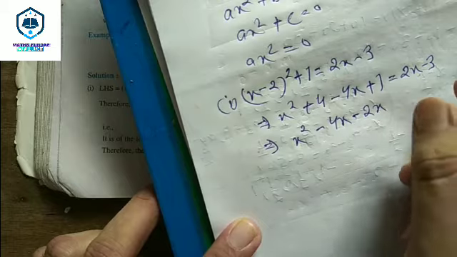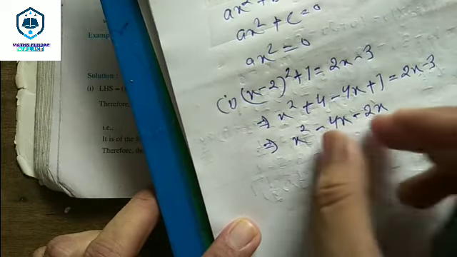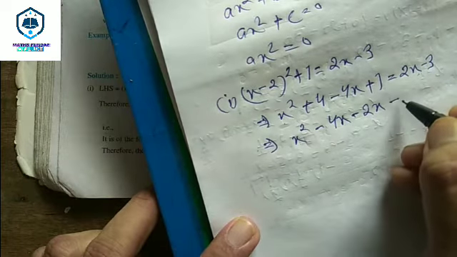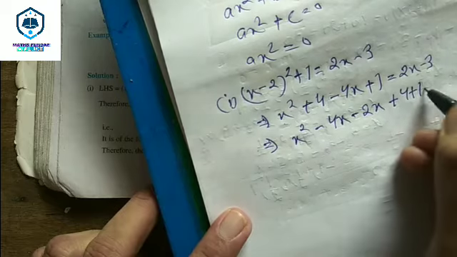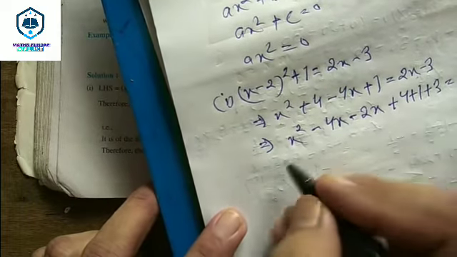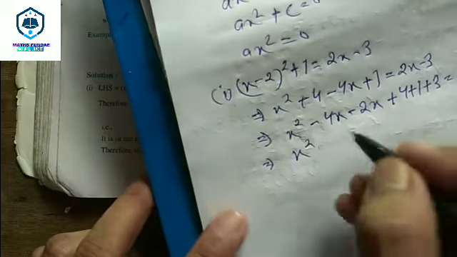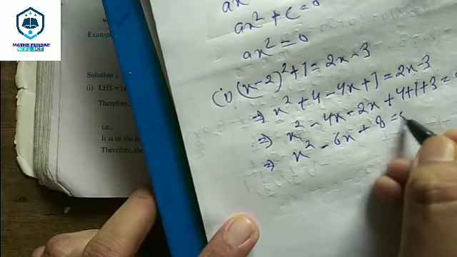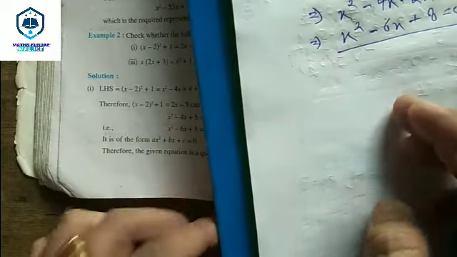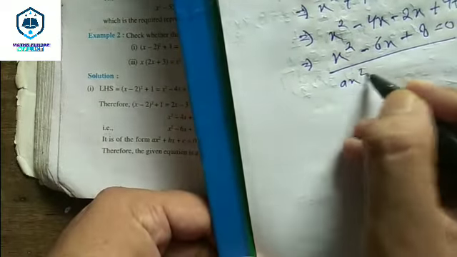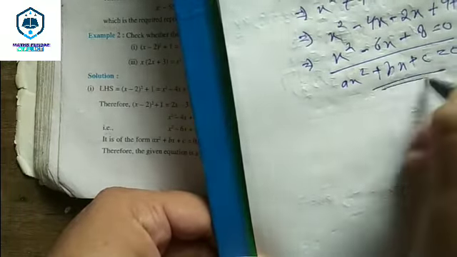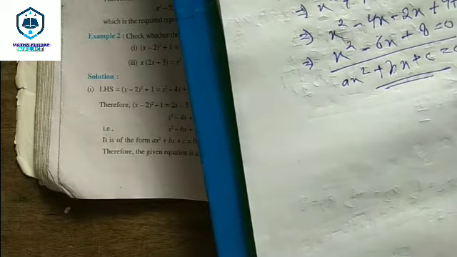As we all know, when we transpose the terms from the right side to left side or from left side to right side, we have to change the sign. So likewise, we'll write here plus 4 plus 1 plus 3 equals to 0. So we have here now x square, minus 4x minus 2x is minus 6x, and 4 plus 1 plus 3 is 8, equals to 0. So now this is of the form ax square plus bx plus c equals to 0. So it means it is a quadratic equation.